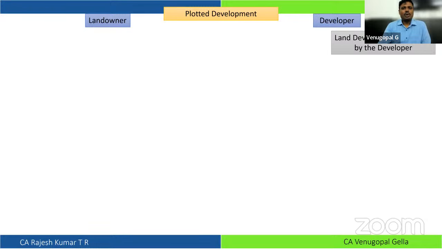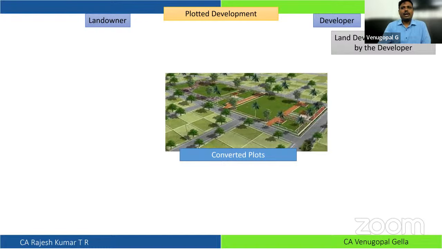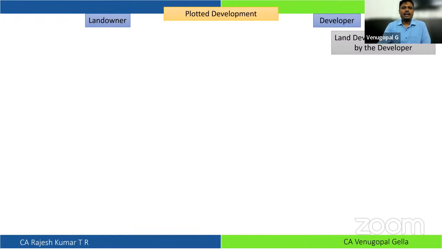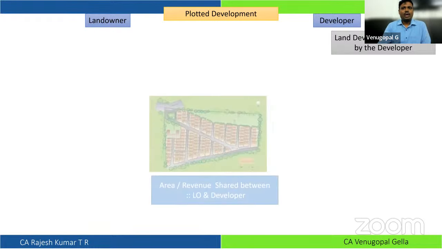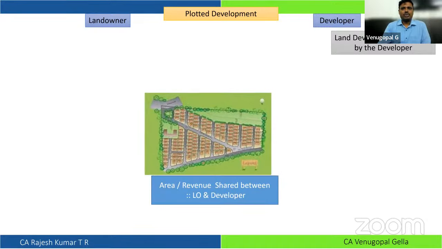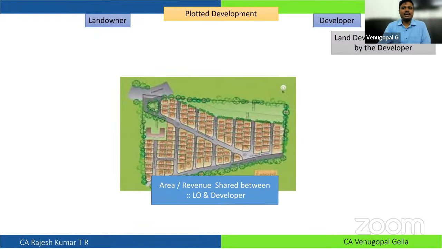Now, once these plots are identified, these converted plots would be shared either by way of an area or by way of revenue. So there will be some demarcation saying that some units belong to the landowner, some units belong to the developer in case of an area sharing. In case of a revenue sharing, all the units would be sold by the developer and he will be sharing the revenue to the landowner. Broadly, these are the activities that are happening.